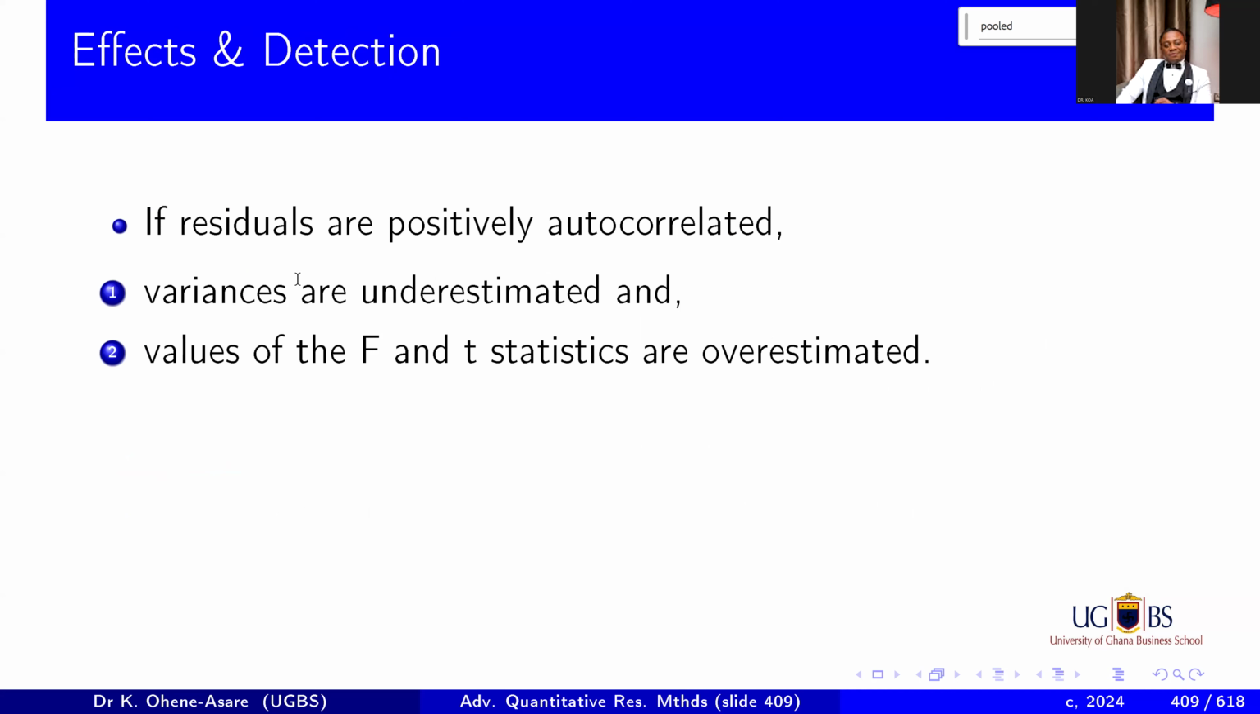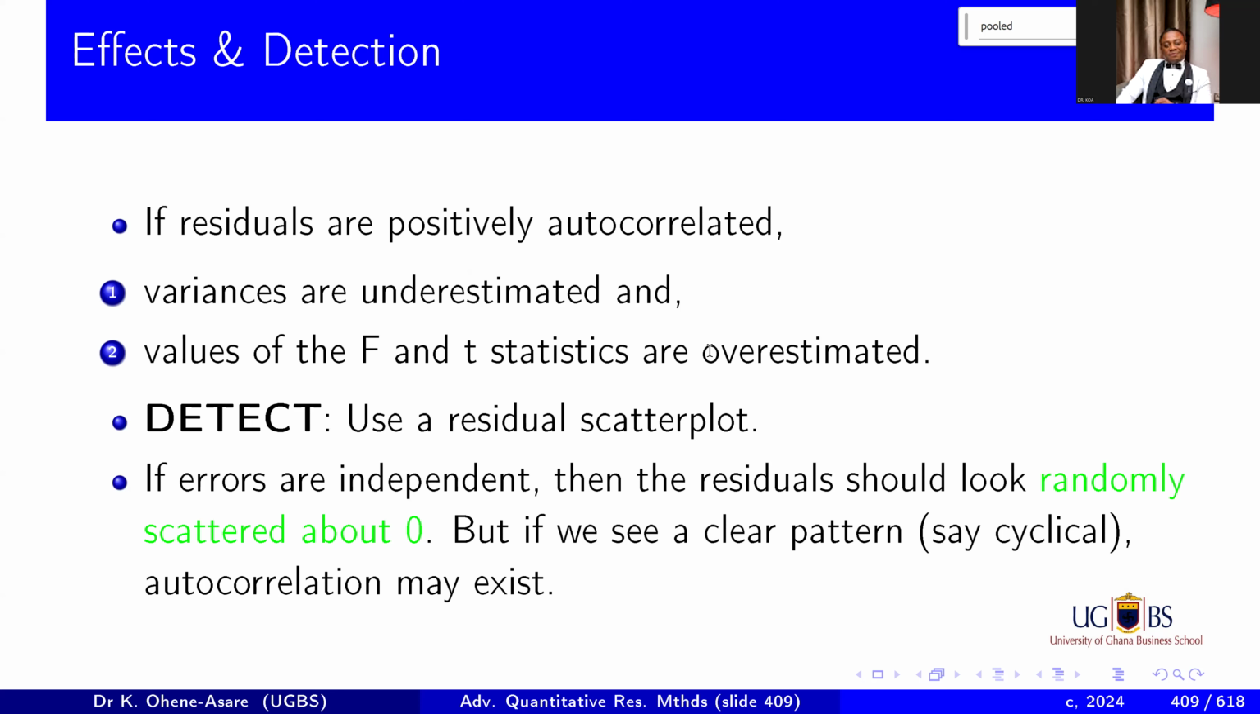If the rhos are positively autocorrelated, then it means the variances are underestimated. That's it. They're underestimated, and that will affect the F statistics, the T statistics, and all of them, because they will be overestimated when they shouldn't be. Okay. How do you detect autocorrelation?